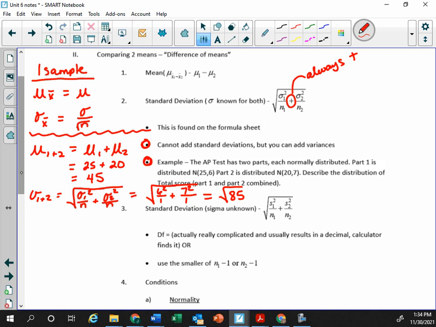Does that make sense? The whole point of that is just to show you, you can't just add the standard deviations together. You add the variances together and then take the square root to get the standard deviation, okay?